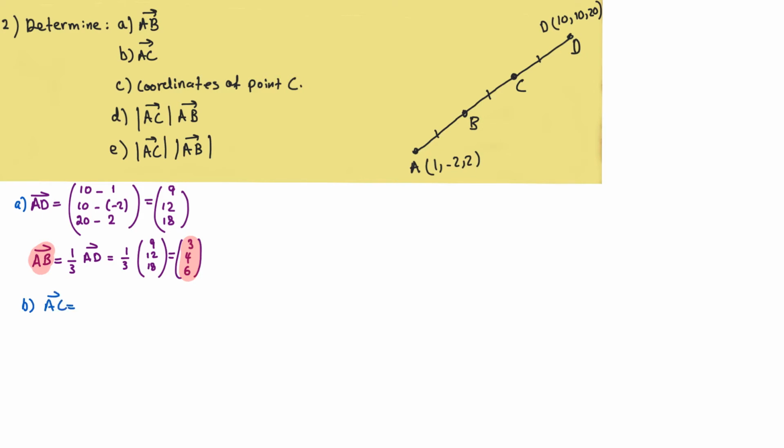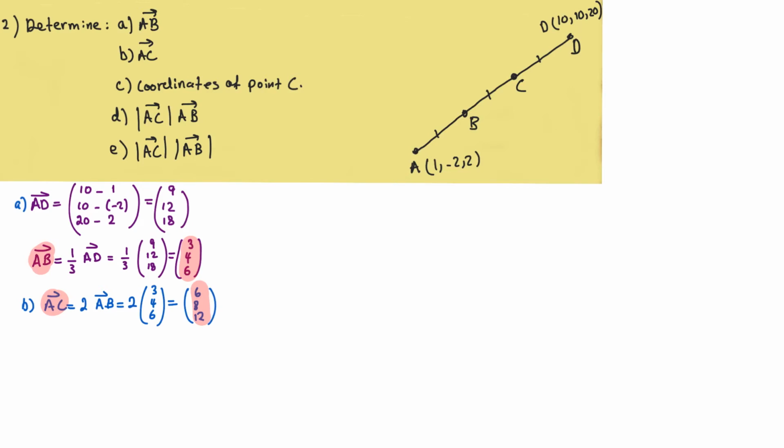AC is equal to 2 multiplied by vector AB. So that's equal to 2 times 3, 4, 6. Those are my components for vector AB. And now I'm going to multiply all the components. 2 times 3 is 6, 2 times 4 is 8, and 2 times 6 is 12. And that's my vector AC.